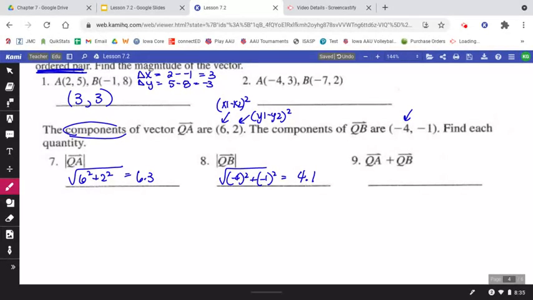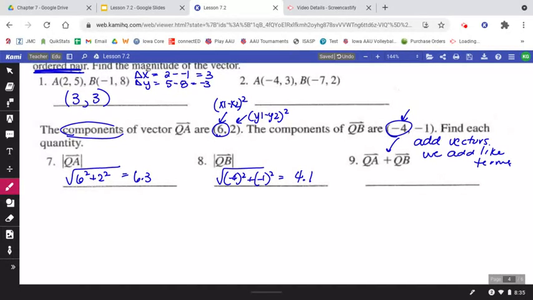Now the next thing they're going to tell us right here is they want us to add the vectors. So when we add the vectors, we add like terms. So for this, I'm going to add the 6 plus the -4. And then I'm going to do 2 plus -1. So when I add these, I'm going to get 2, 1.